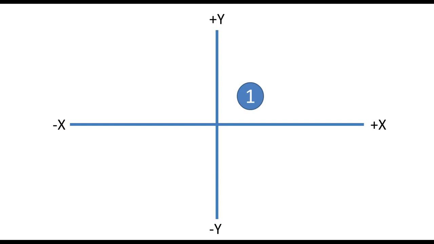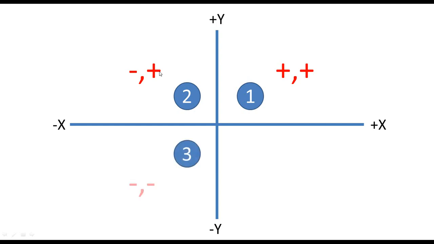First quadrant is always plus comma plus, because in this quadrant if you see, both x and y are in positive direction, that's why the plus plus sign is there. Then in second quadrant, the x direction is in minus side and the y direction is in positive side, that's why there is minus comma plus.